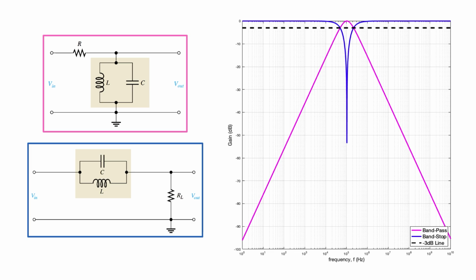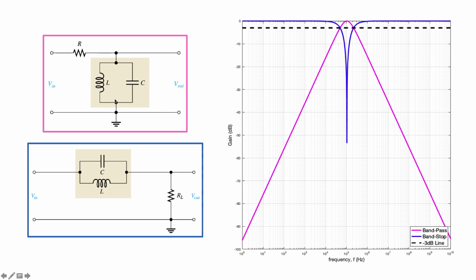Let's now investigate how the tank circuit can be used as a filter. To allow us to graph the results, I use R equals 20 kilohms, L equals 50 millihenry, and C equals 47 picofarad. This gives us a resonant frequency at 104 kilohertz. In this configuration, when the output voltage is taken across the tank circuit, the circuit acts as a bandpass filter.